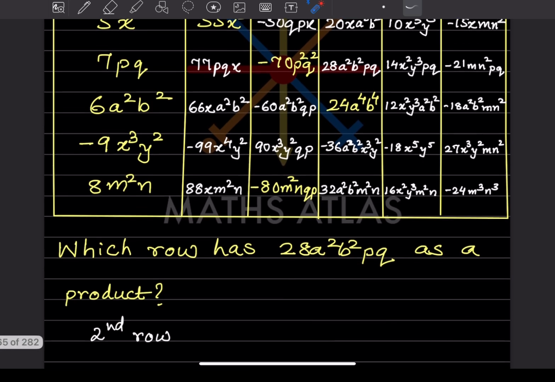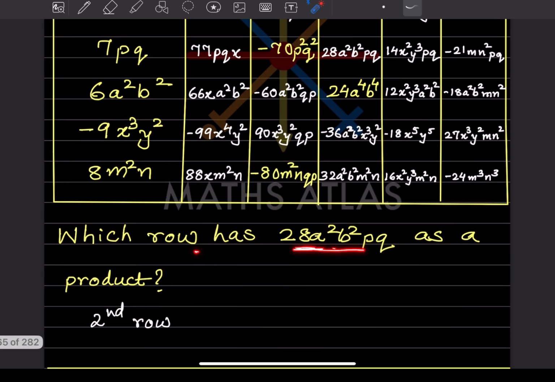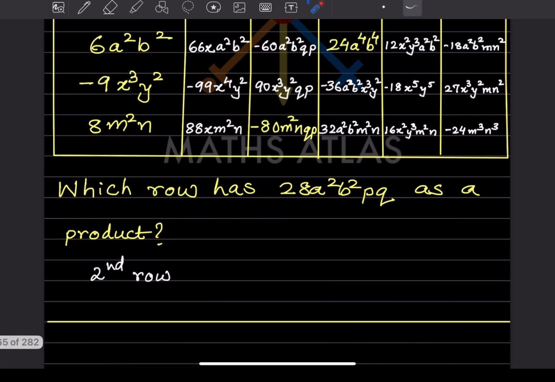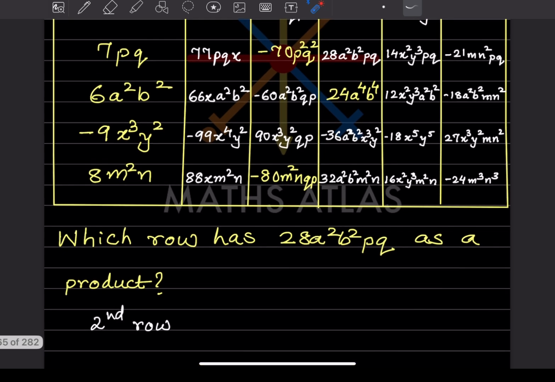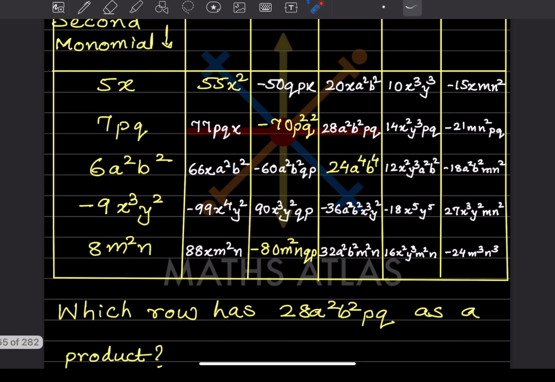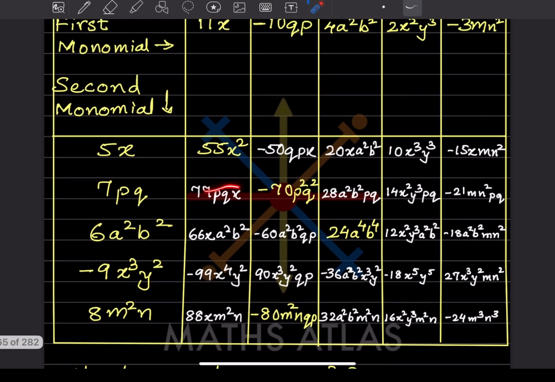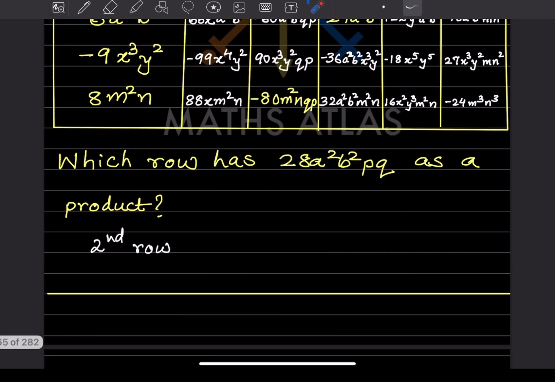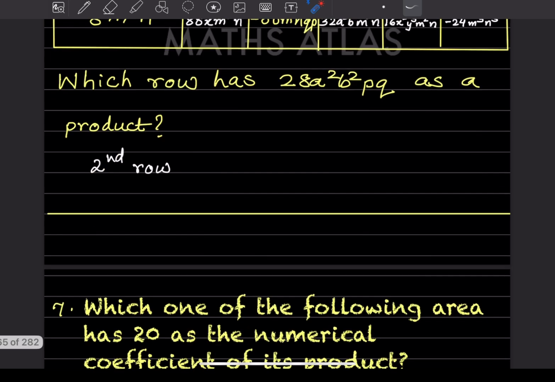So here they said which row has 28 a square b square p square as a product. So where do we find this one? See, can you see here? 28 a square b square p square. So which row is that? So this is the second row. So we can say that is the second row.